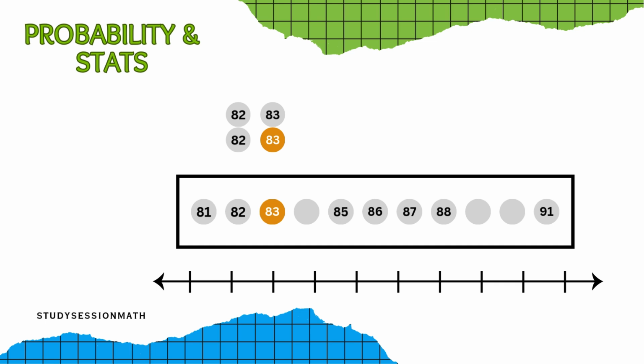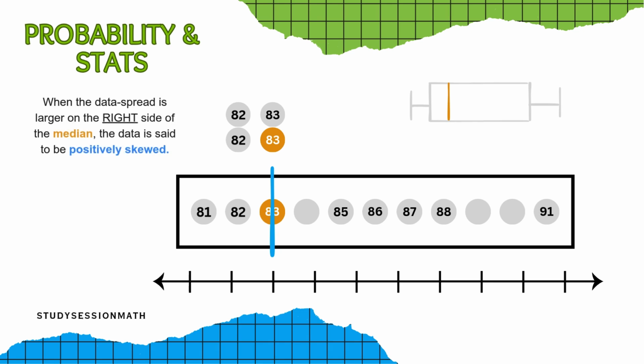However, in box and whisker plots, the data is spread out along a number line. This forces the box to stretch out while keeping the median number in its place on the number line. When the data spread is larger on the right side of the median, the data is said to be positively skewed.